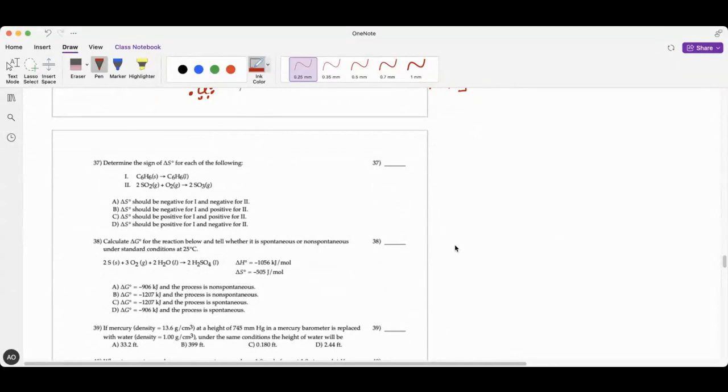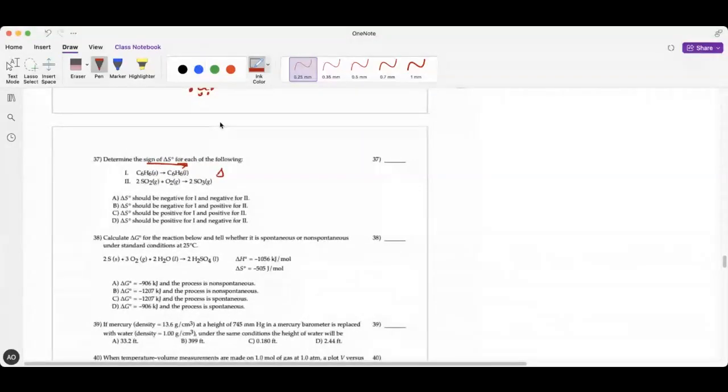Here we're asked to determine the sign of delta S for each of the following reactions. So here we're going from a solid to a liquid. So with delta S, would it be negative or positive? Positive. Yep. And here we're going from 3 moles of gas to 2 moles of gas. So delta S would be negative.